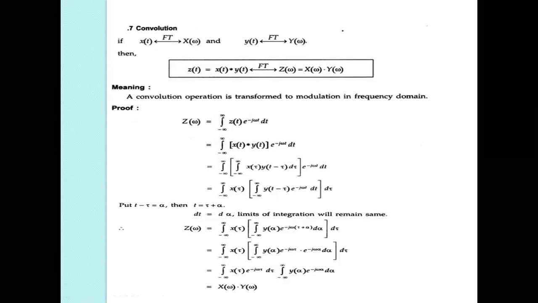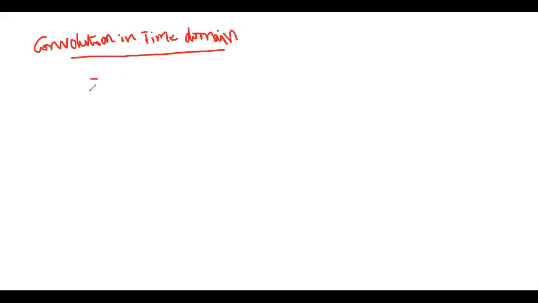Now you can go for another property, the convolution property. The convolution in time domain is a product in the frequency domain. I will explain on the whiteboard. Convolution in time domain: z of t you can take as x of t convolved with y of t.